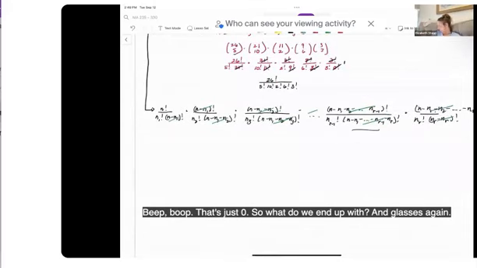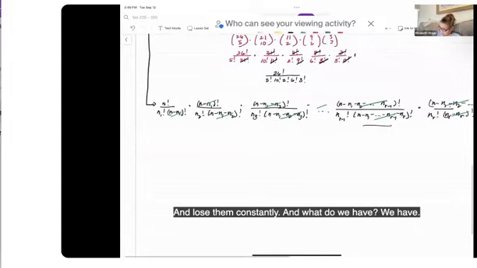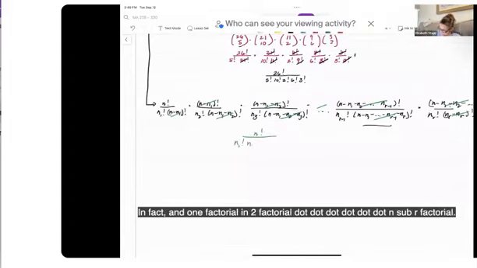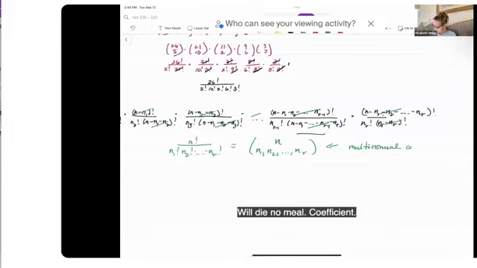So what do we end up with? We have n factorial over n1 factorial, n2 factorial, dot, dot, dot, n sub r factorial. Similar to the binomial coefficient. This is the multinomial coefficient.